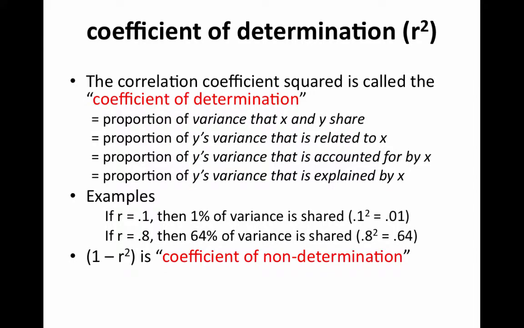The coefficient of determination, r squared. How much of the variance in the scores of one variable can be understood or explained by the scores of a second variable? When two variables are correlated with each other, they share a certain percent of their variance, for example height and weight. The correlation coefficient squared is called the coefficient of determination: the proportion of the variance that x and y share, the proportion of y's variance that is related to x, accounted for by x, explained by x.